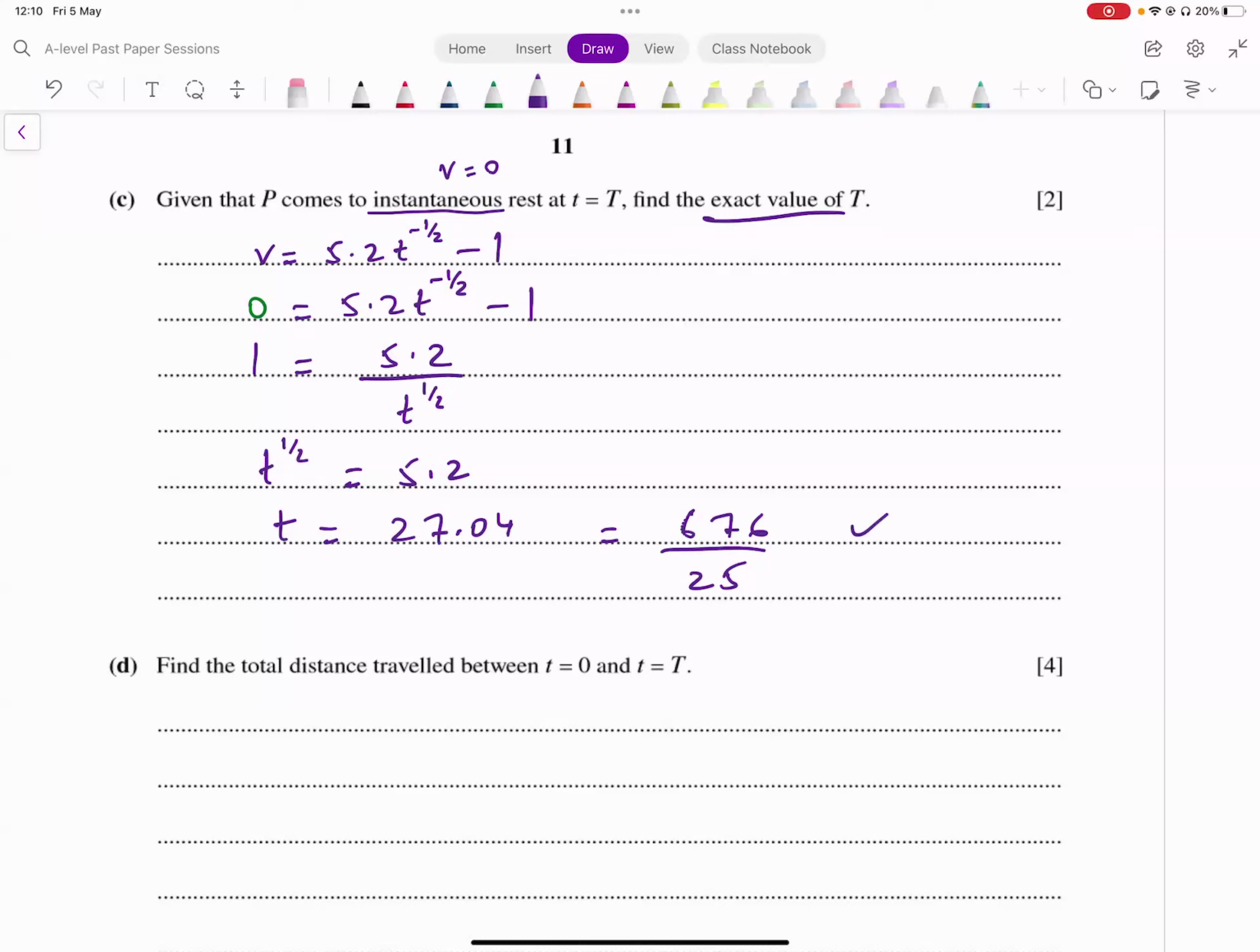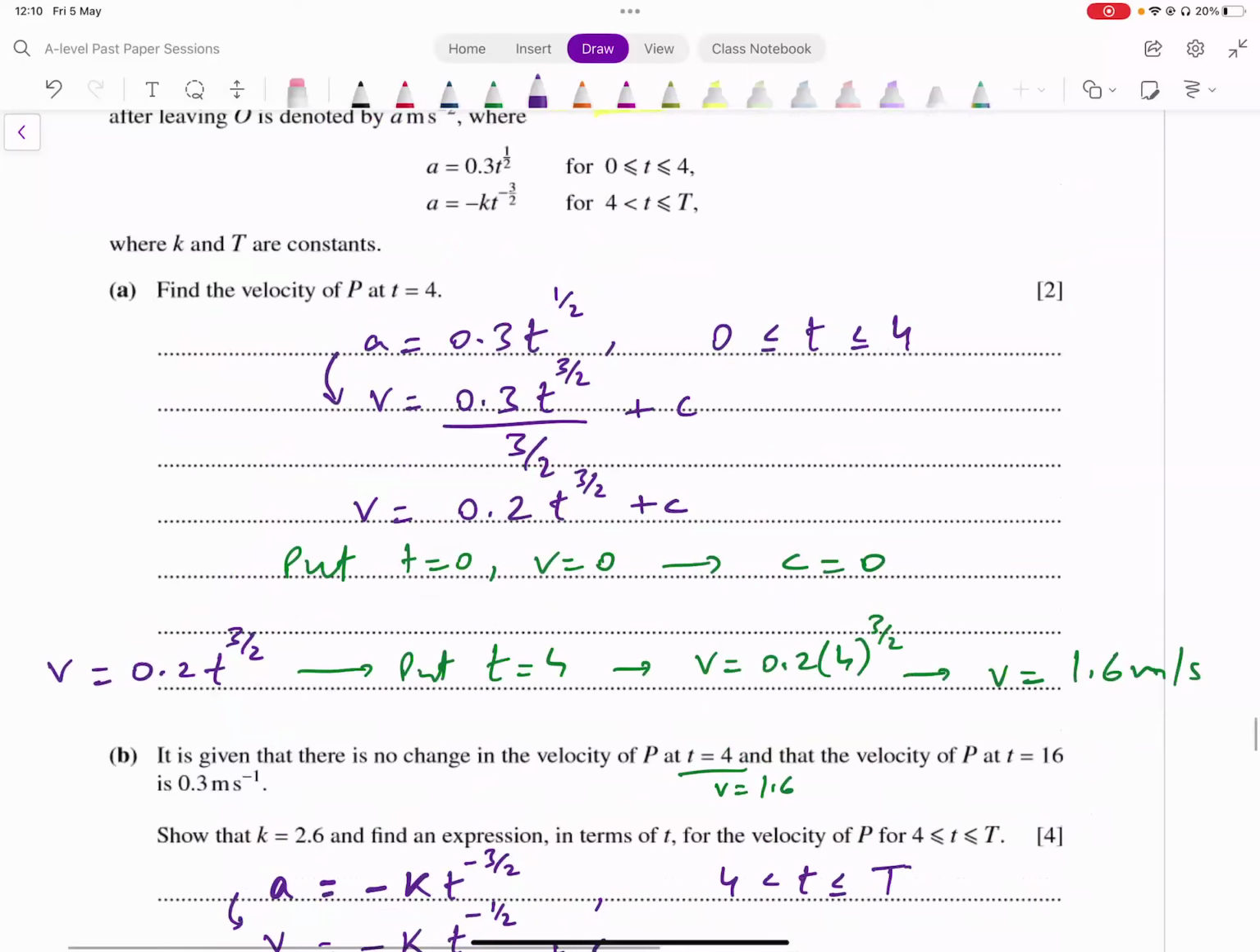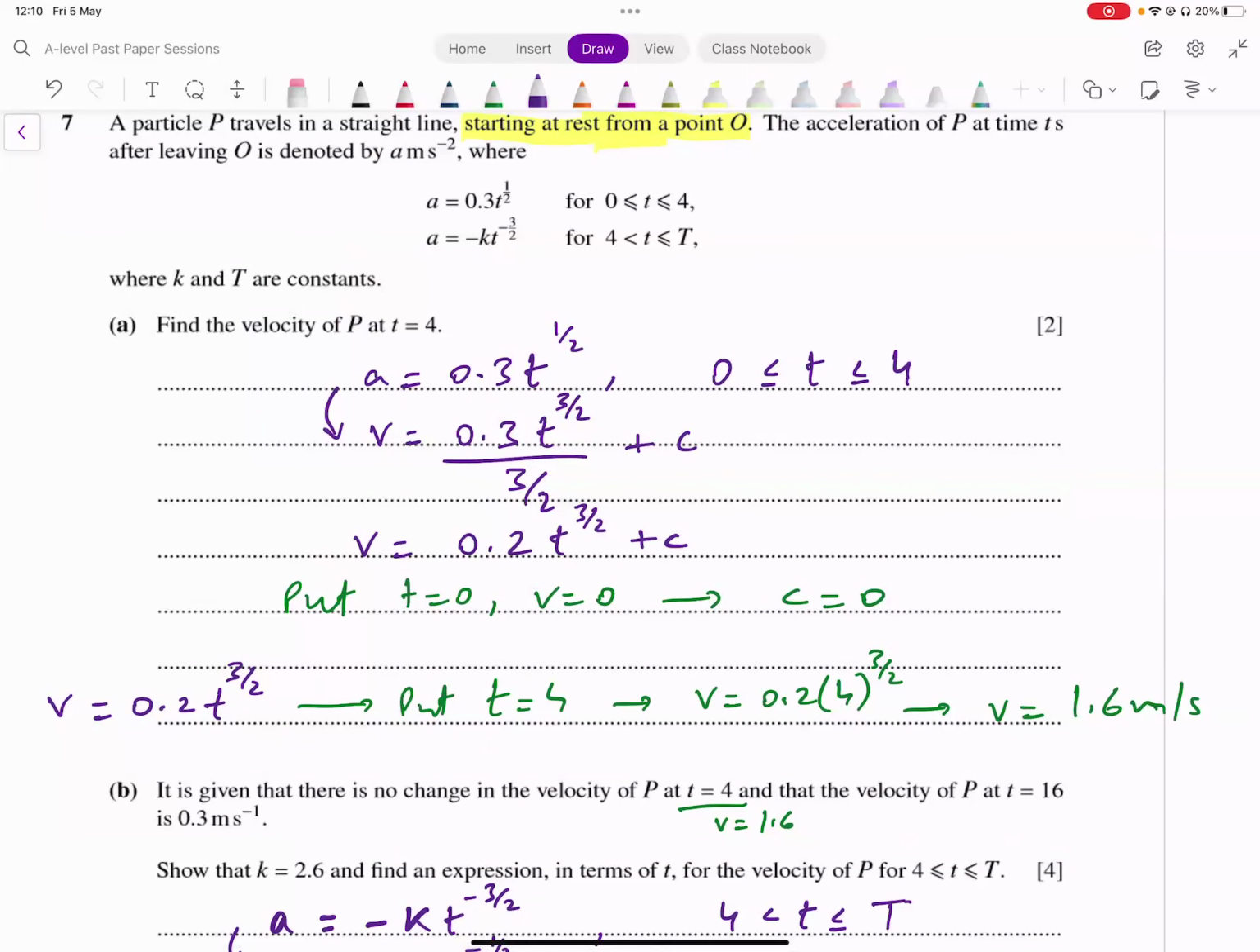It says find the total distance traveled between t equals 0 and t equals t. अच्छा, t की वैल्यू क्या आ गई? 27.04. इस पूरे टाइम के अंदर आपने टोटल कितना डिस्टेंस ट्रैवल किया ये फिगर आउट करना है. Now how do you do that? Remember, आपको जर्नी को ब्रेक करना पड़ता है उन पॉइंट्स के ऊपर जब आपकी वेलोसिटी 0 होती है, राइट?